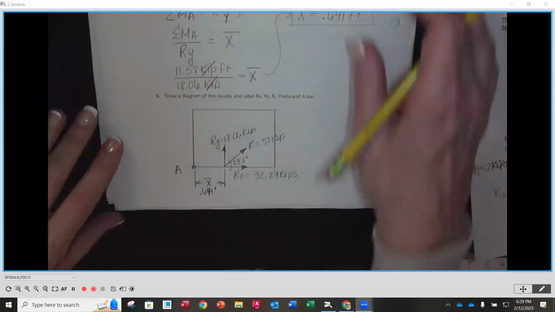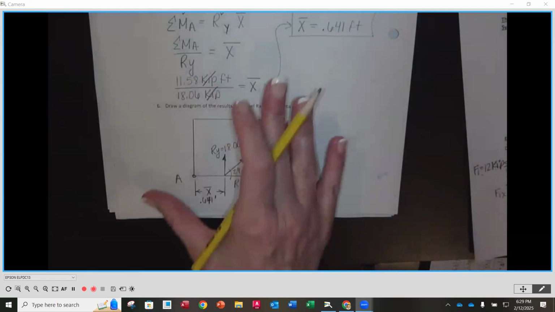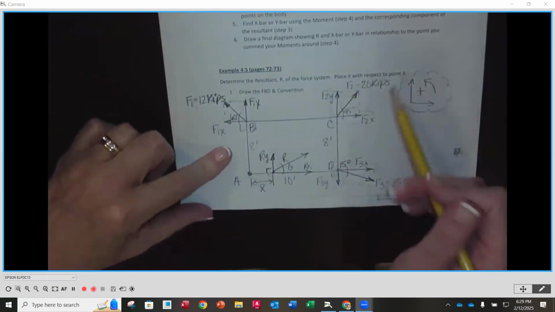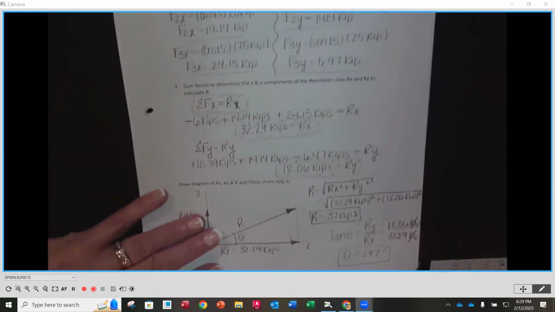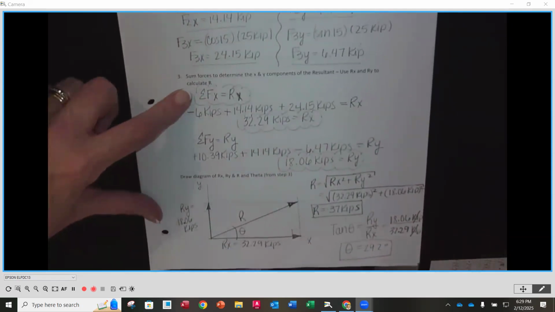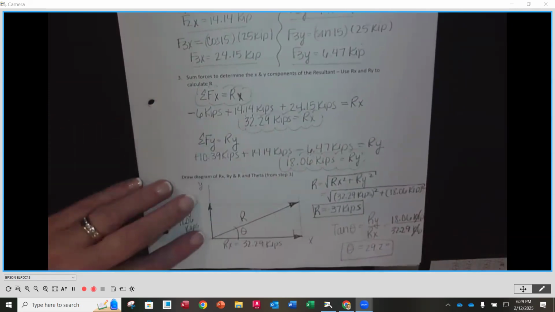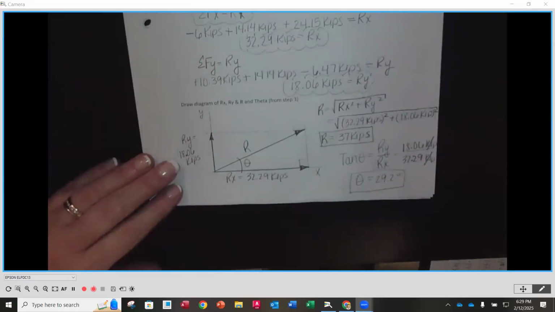So that is a full problem, 6 full steps. So we started out. Step number 1, free body diagram with our convention. Step number 2, we broke everything into components. Step number 3, summed our forces in the X to get the RX component, summed the forces in the Y to get the RY component. Use those to find the resultant and the direction.